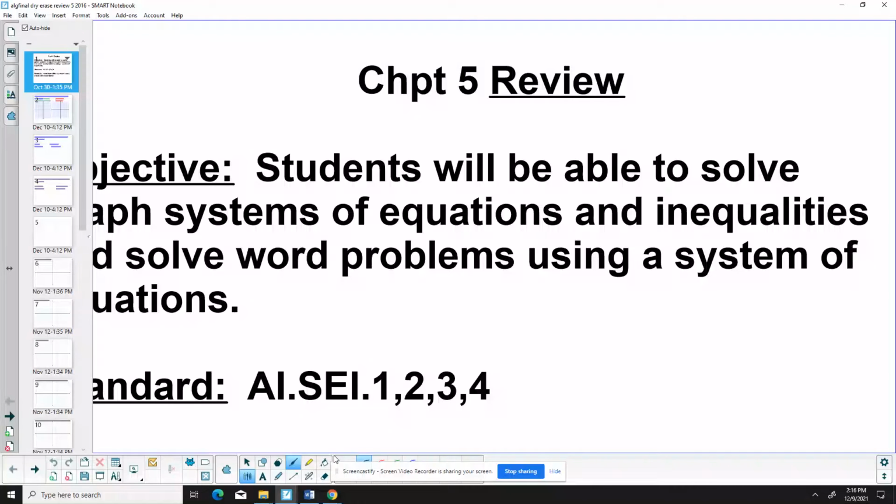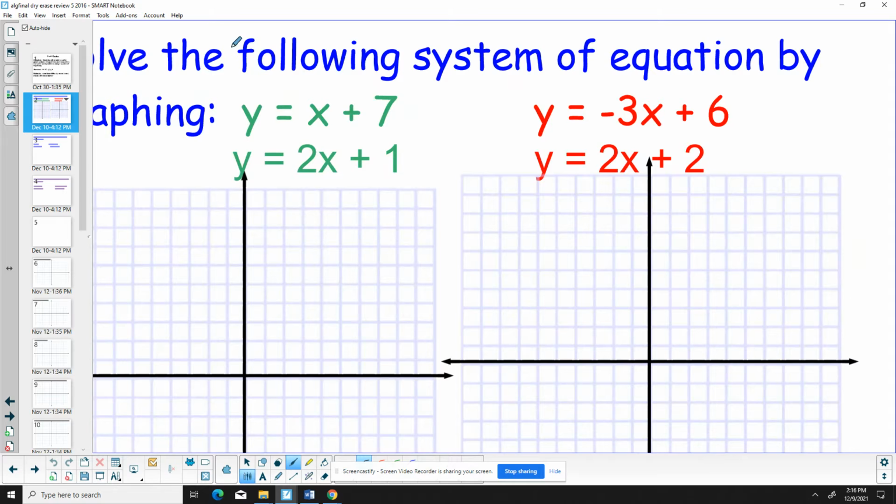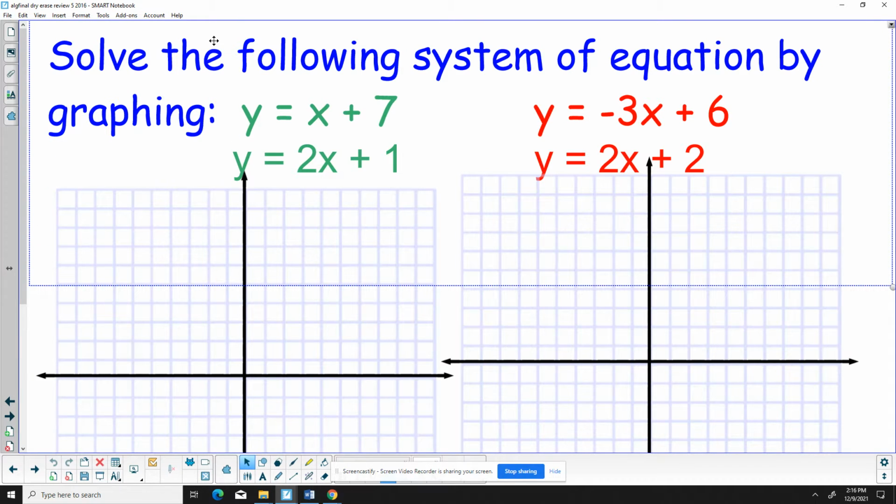Okay, guys, so we're going to do chapter 5 here, chapter 5 review. And we're going to skip around a little. We're not going to probably do all of these. Well, we'll see. All right, solve the following system of equations by graphing.